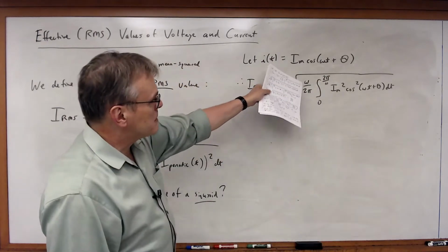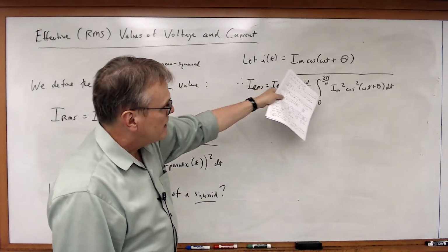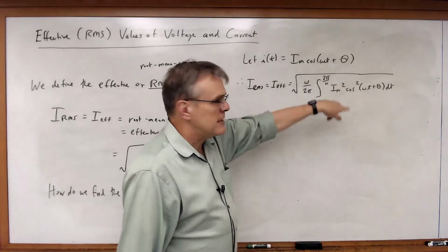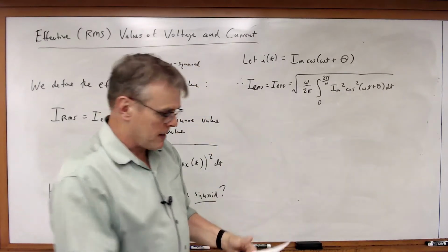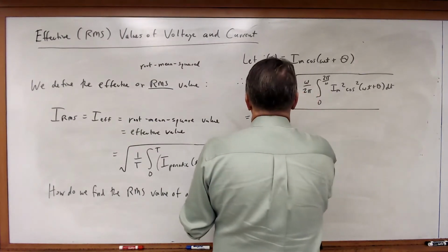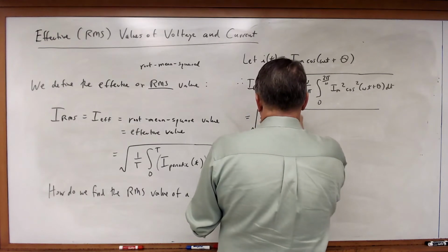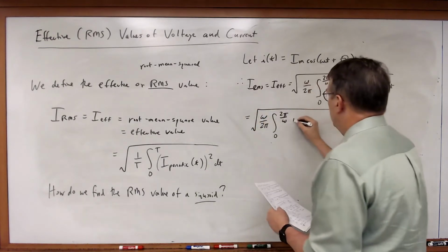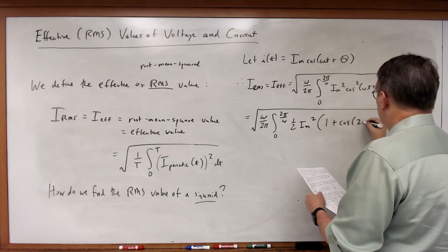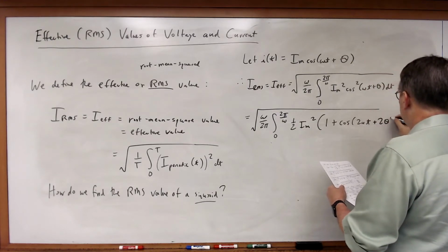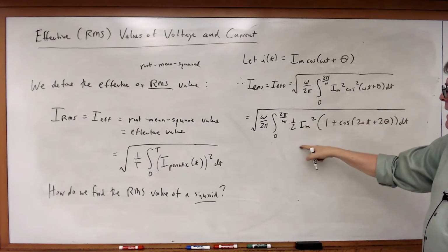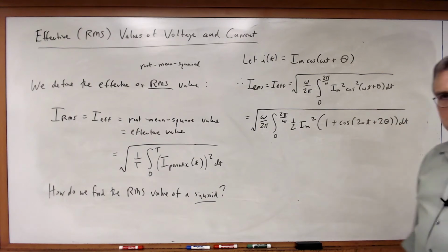So I've simply substituted the value of the period for a sinusoidal function. And now I'm going to use a trig identity that lets me take a cosine squared value and decompose that. This will be equal to the square root of omega over 2 pi, integral from 0 to 2 pi over omega, times 1/2 Im squared, times 1 plus cosine of 2 omega t plus 2 theta dt. So cosine squared x is equal to 1/2 times 1 plus cosine 2x.